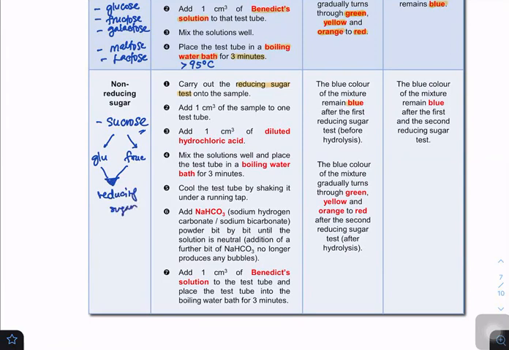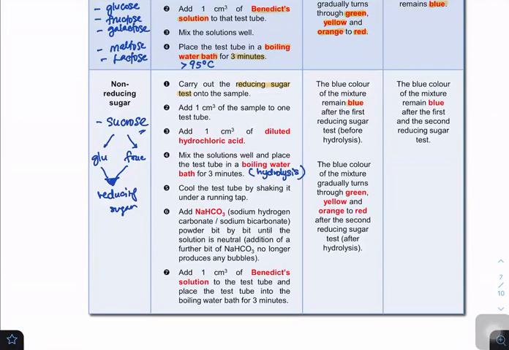So for the non-reducing sugar test, actually we are not testing the non-reducing sugar, but we detect the reducing sugar. What we're going to do here is add 1 cm³ of sample to 1 cm³ of diluted hydrochloric acid. We mix the solution well and place the test tube in a boiling water bath again for 3 minutes. This one is for the hydrolysis, to break down the sucrose into glucose and fructose.